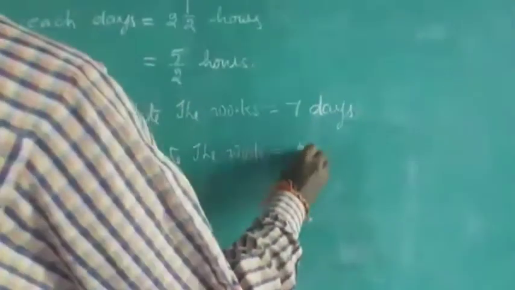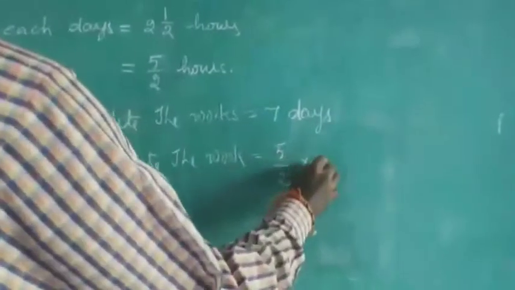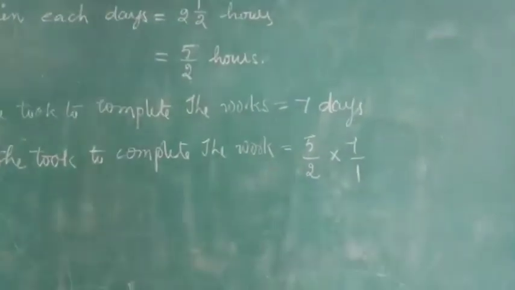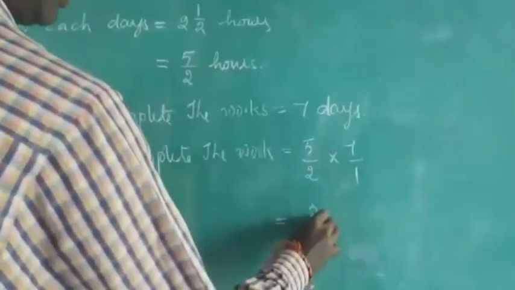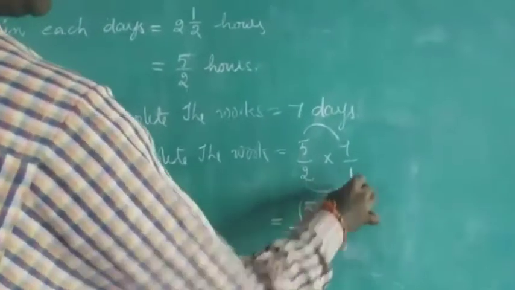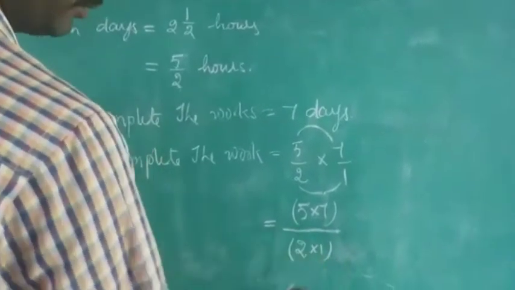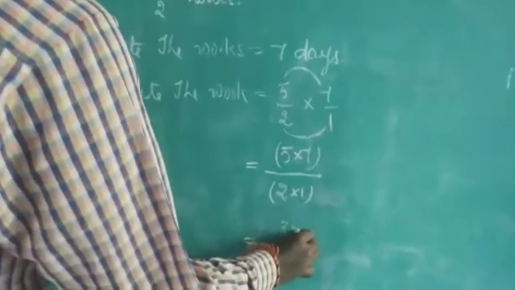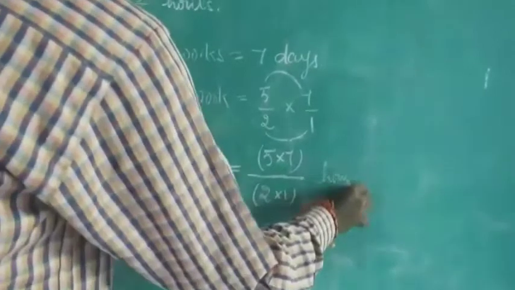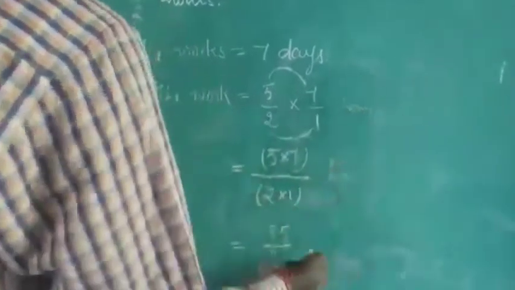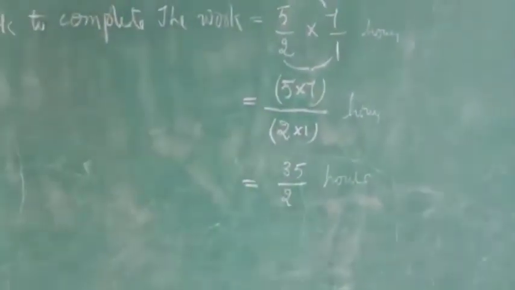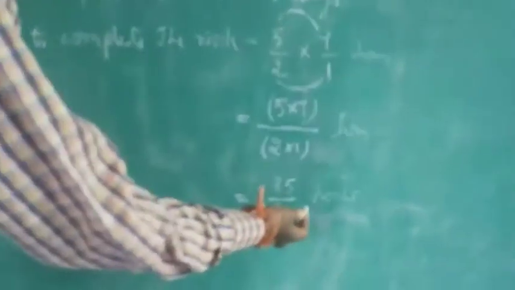So what we have to do? 5 by 2 into 7 days. 7 we can write as 7 by 1. So 5 into 7, numerator into numerator, upon denominator into denominator, 2 into 1. 5 sevens are 35, 2 ones are 2. These are all hours only. Then 35 by 2 hours. So this is an improper fraction.